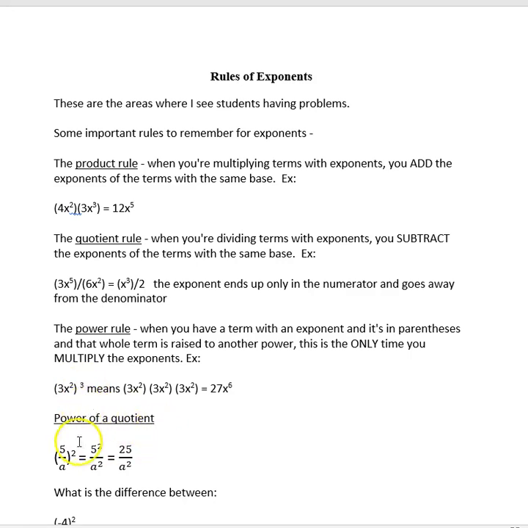The power of a quotient. So we've got a quotient or a fraction, and we've got 5 over a raised to the 2nd power. That external power applies to both the 5 and the a, and we get 5 squared over a squared, which is equal to 25 over a squared.